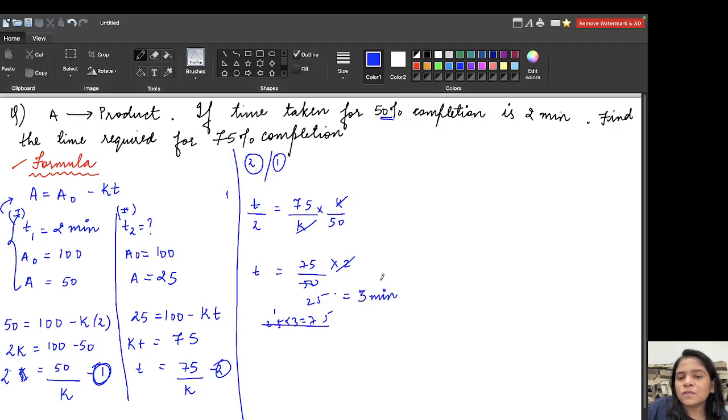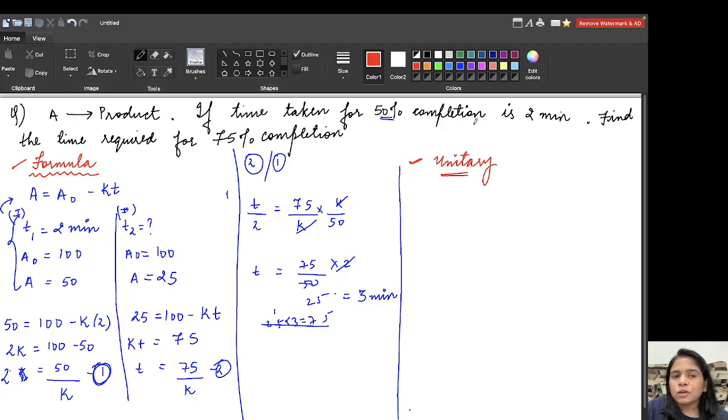So this is how we have done it through the formula. Second is by the unitary method. If I am trying to solve this particular question by the unitary method, what are they telling? 50% completion is taking me 2 minutes, right? So if I want till 0, it will again take 2 minutes.